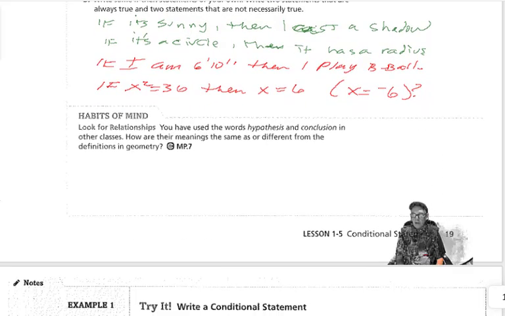Okay, we use the words hypothesis and conclusion in other classes. A hypothesis and a conclusion. The if part is the hypothesis. The Q part is the conclusion. If the hypothesis is true, then the conclusion follows from the hypothesis. And if it's a true statement overall, that means the hypothesis and conclusion are both true. But they don't both have to be true. We have to evaluate those based on their own merits. Let's look up.